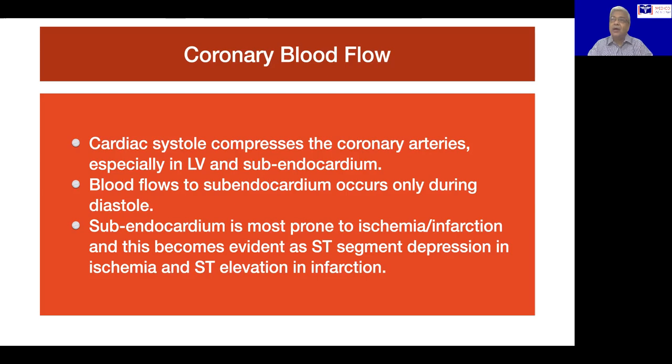The subendocardium is the part of the heart most prone to ischemia and infarction. That is why the evidence of ischemia which you see on ECGs, that is ST depression, is evident basically because of a decrease in the blood supply to the subendocardium.